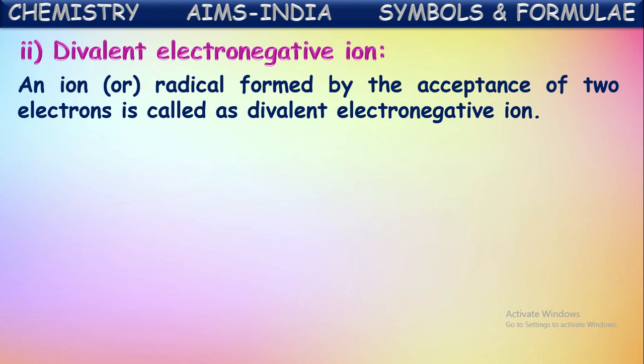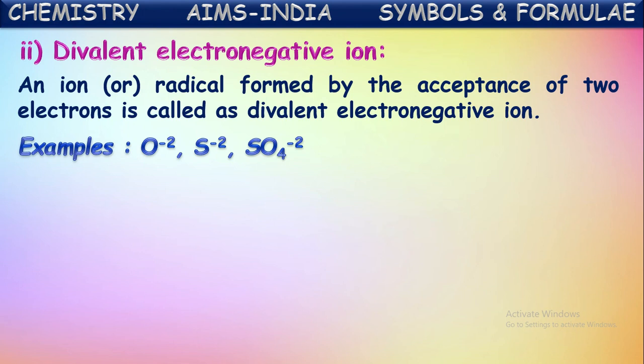For example, O minus 2, S minus 2, SO4 minus 2. These all are the ions formed by the gain of 2 electrons each. For example, if we see oxygen, the atomic number of oxygen is 8. If you see the configuration for this, 2, 6, isn't it? So now, how many electrons are there in the outermost shell? 6 electrons. Is it a stable element now? No. To become stable, there should be 8 electrons.